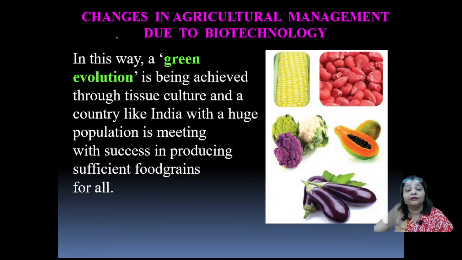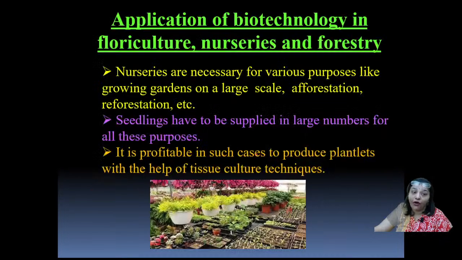Anyway, now in this way, actually, a green revolution, should I say green evolution, is being achieved through tissue culture. And a country like India, of course, with a huge population, we are actually meeting with success in producing sufficient food grains for all nowadays. So all this is possible only because of biotechnology, that when we made changes in agricultural management, we are able to meet with success and provide food for all, right?